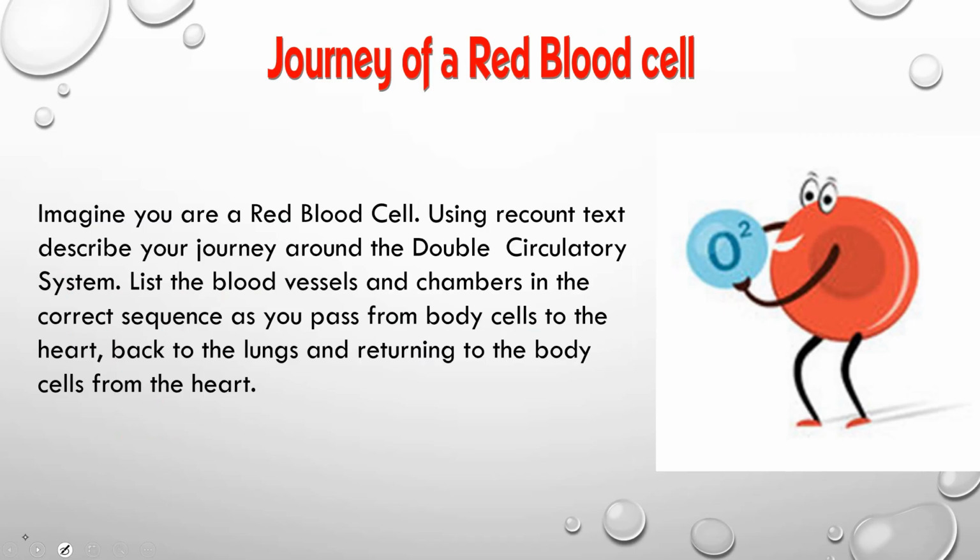So the task is, imagine you are a red blood cell. You can give yourself a name if you like. You can call yourself Robbie. You can call yourself Rebecca. You can call yourself Matthew. You can call yourself anything you like, okay? Using recount text, describe your journey around the double circulatory system. I want to know the names of the blood vessels and the chambers. So this is where the correct science comes in. And I want them in the correct sequence.